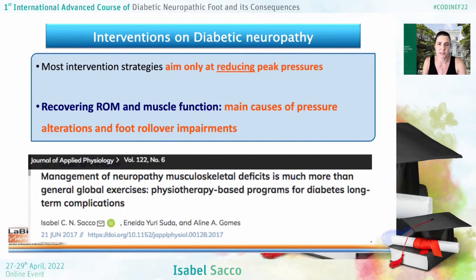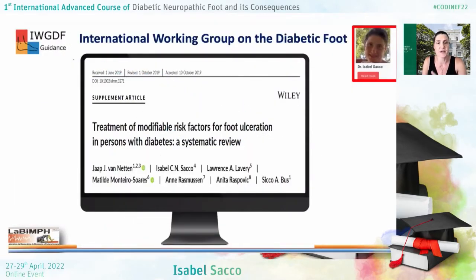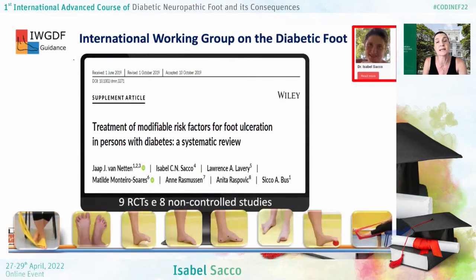The International Working Group on the Diabetic Foot published very recently a review summarizing 9 RCTs and 8 uncontrolled studies showing positive outcomes of foot-related exercises to improve modifiable risk factors in this population. And I had the honor to be part of this initiative.